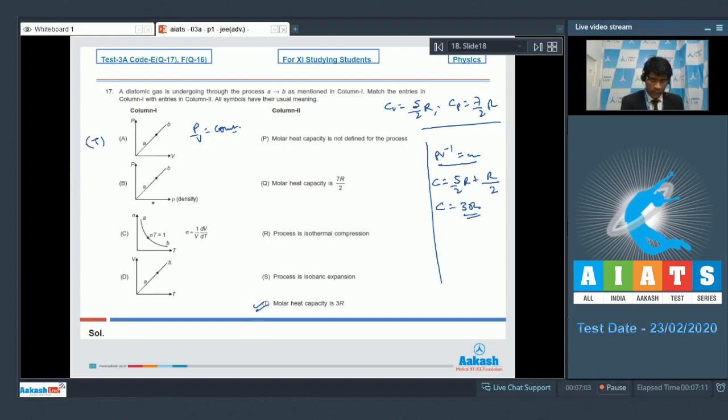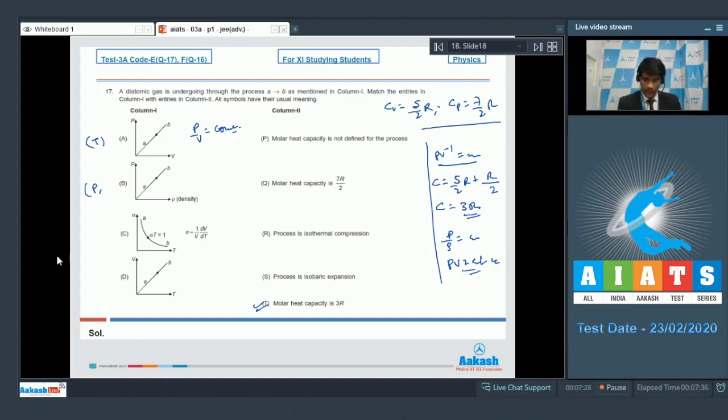What about the B option? It is P divided by rho, and that is coming out to be constant. 1 by rho will be proportional to V, so PV is coming out to be constant. This is the standard isothermal case. So for the isothermal case, the molar heat capacity is not defined for the process. P will be the match here.